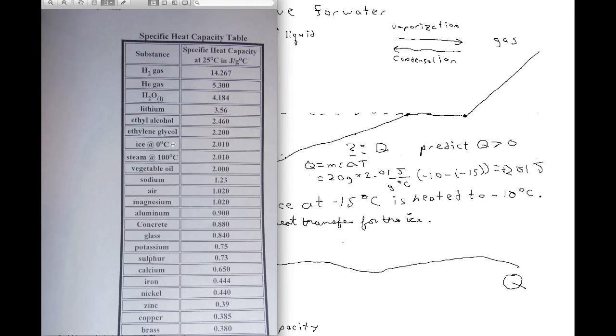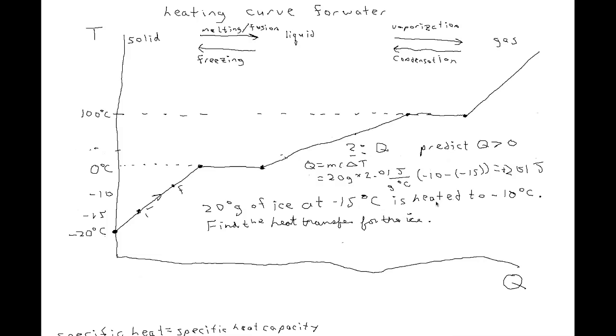Now, by the way, notice that technically this is the specific heat of ice at 0 degrees Celsius. But we'll just have to use that for the ice at any temperature because that's the only number we have. So we'll just have to approximate and say this is the specific heat for ice anywhere. That'll be a good enough approximation for this course. Okay, good. All right.